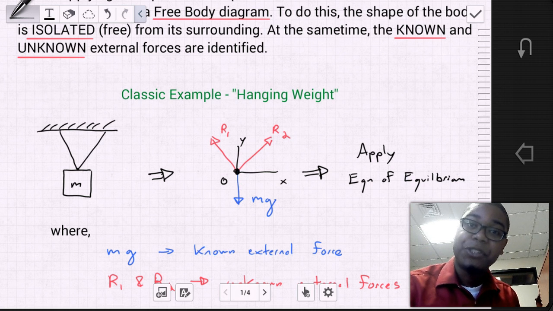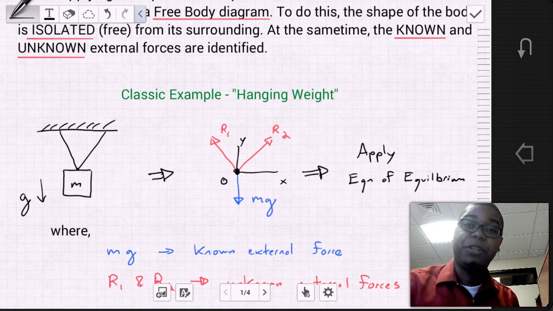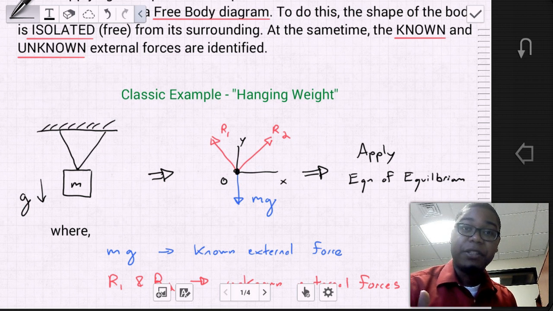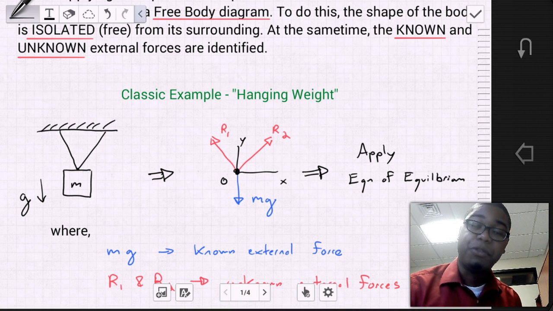Well, we're given the mass. We can assume that there's gravity. So we can say that there's gravity acting because it's attached to the roof. And we know that mass times gravity gives us a quantity of force, which is weight. So we have a known force, which is the mass times gravity.